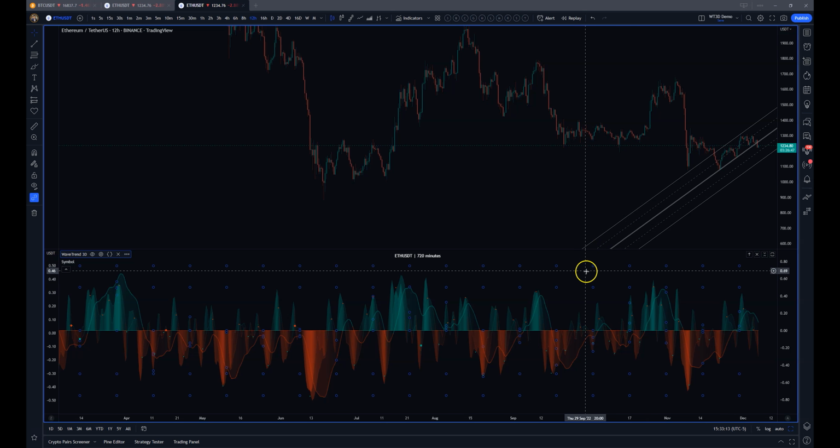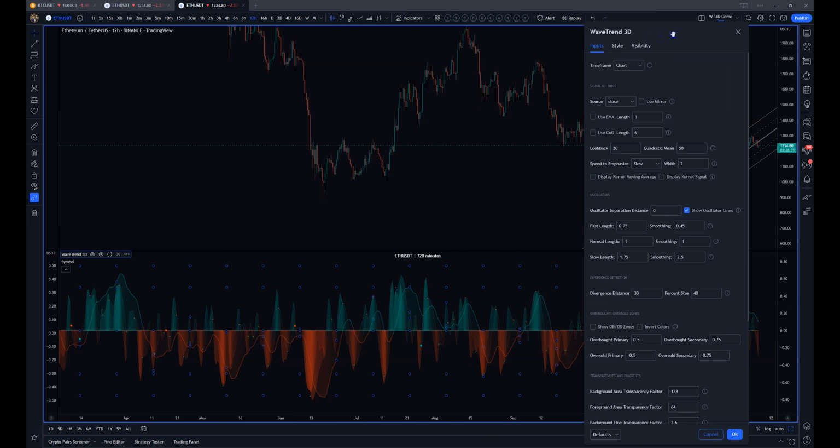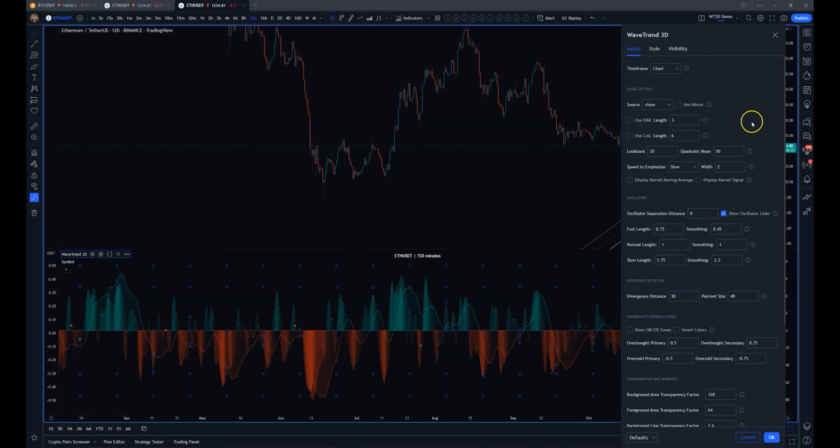So I think those are the most basic usages of WaveTrend 3D. I'll go through briefly now some of the other toggles in the settings menu. Let me move this over here. It looks like kind of an intimidating settings menu, but when it comes down to it, I think the most important settings here are really just toggles. So that's one thing to keep in mind.